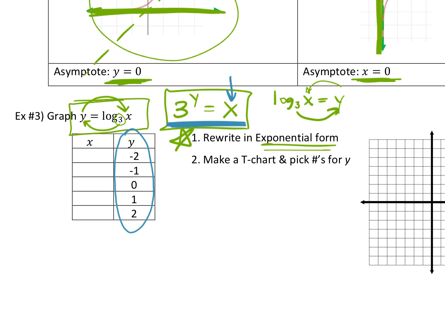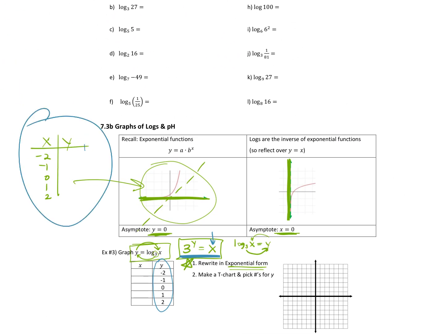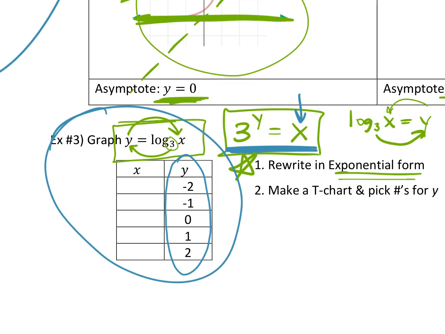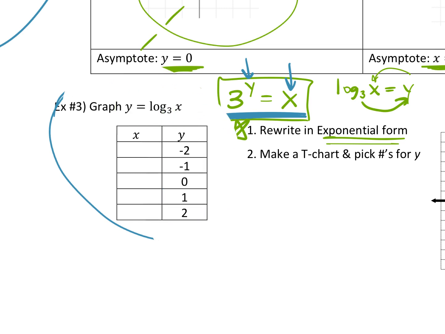So what we did before in 7-1, we did this, right? Now that we're doing the inverses, we're going to do this. That make sense? So we're going to plug them in for y because that one is easy to solve for. 3 to the -2nd power, 3 to the -1st power, 3 to the 0 power. Okay, so we're going to plug those numbers in. Okay, so 3 to the y power equals x is what we're plugging them in for.